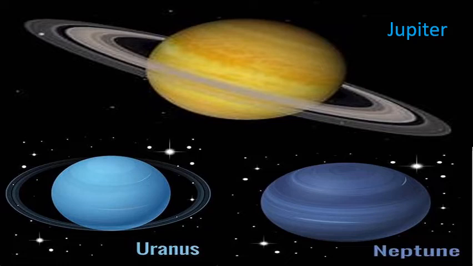And the last is Neptune. It is the eighth and the farthest planet from the Sun in the solar system. It is named after the Roman god of sea. It is 17 times the mass of the Earth. Imagine how big it would be. It has 13 known moons.